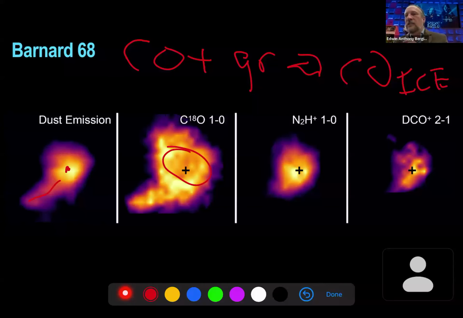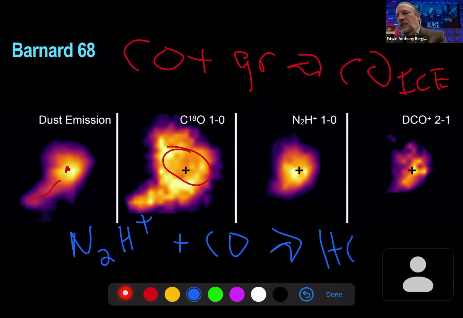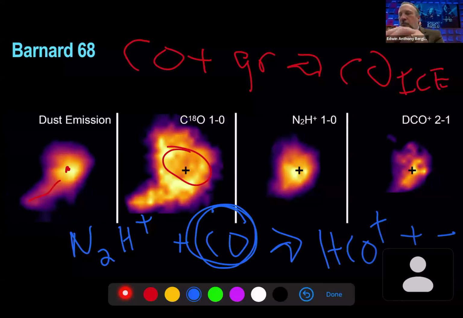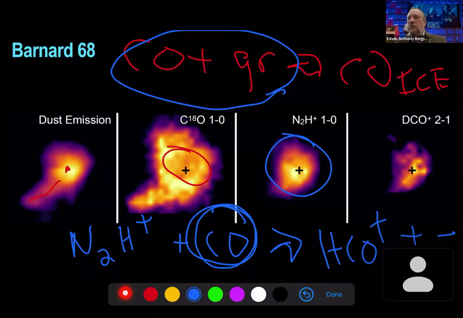But then another thing happens, and that's what's going on with N2H+. CO makes HCO+ and something else, okay? So N2H+ is rising because the abundance of CO, the main destroyer of N2H+, is going down. All right. So when the CO starts to freeze out on the grains, N2H+ peaks up.